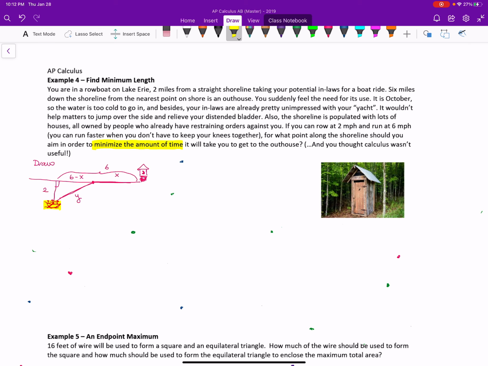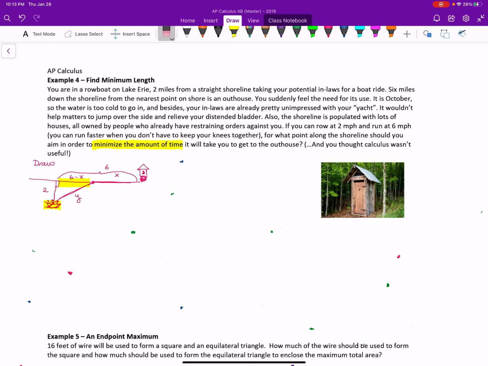So what we need to do is then define some of the pieces. First of all, I know that the distance from the shore where that's perpendicular to the shoreline was 6 miles away, I think it said, right? 6 miles down the shoreline from the nearest point on the shore, right? So 6 miles. And I know that there's two parts. There's going to be a part in which we're rowing, that's y, and a part in which we're running with our knees together to get to the outhouse. So I'm going to name those two distances y and x, and then I can find all the other pieces. You're given the 2, and your 6 minus x would have to be this part of the right triangle.